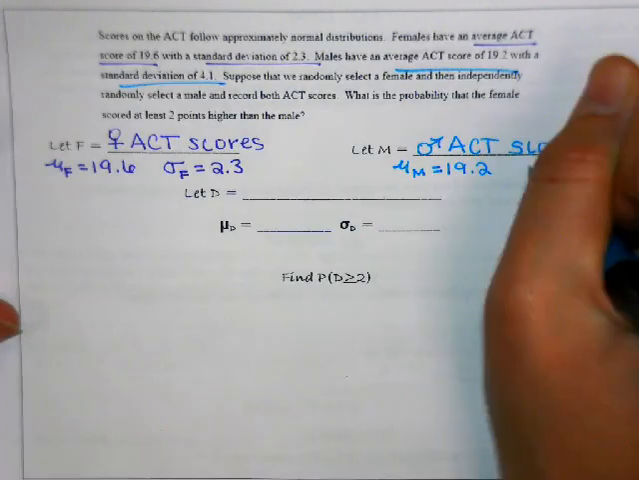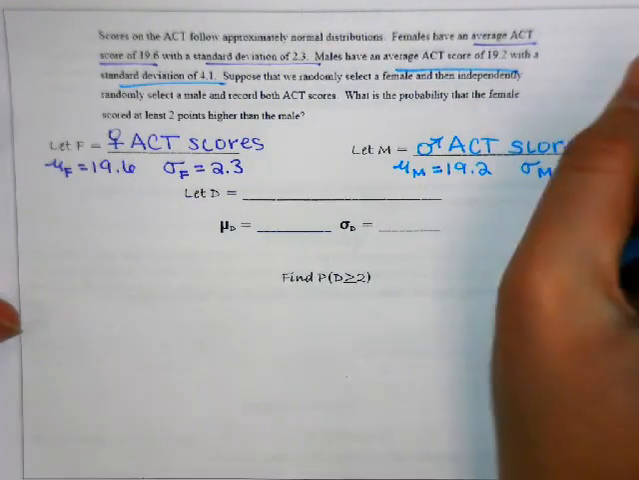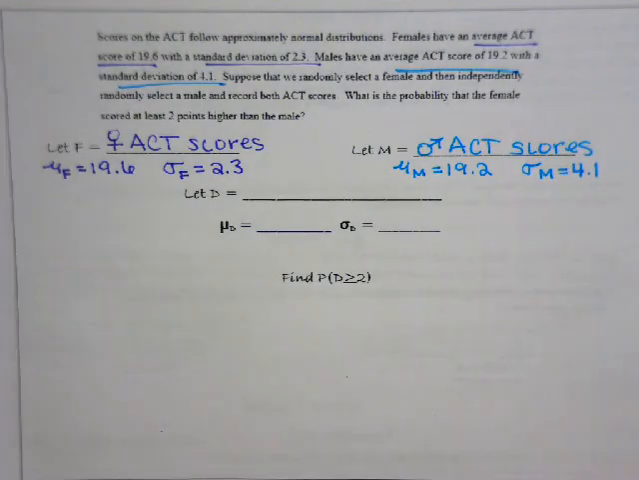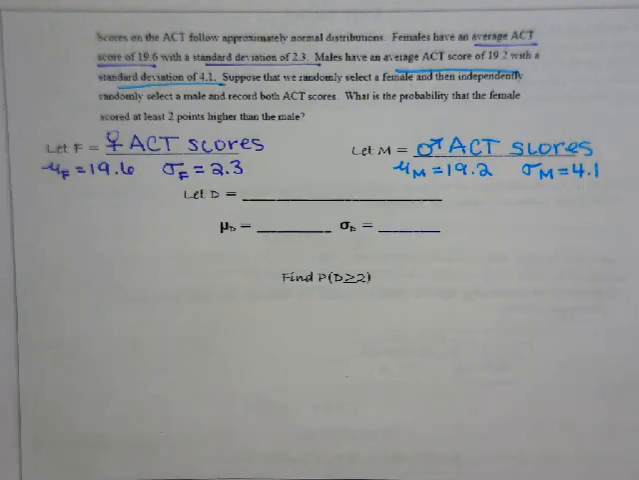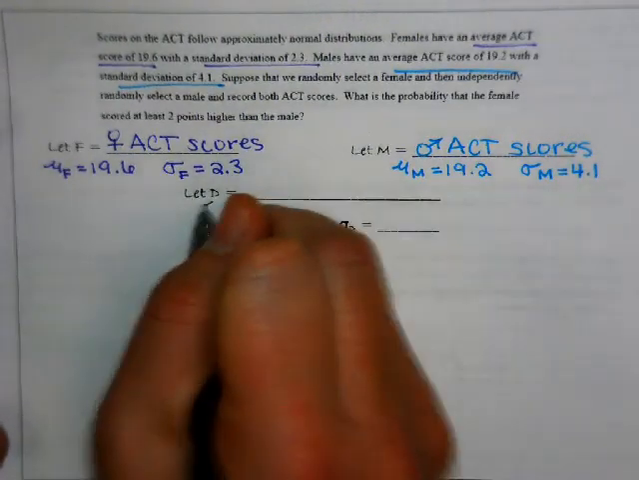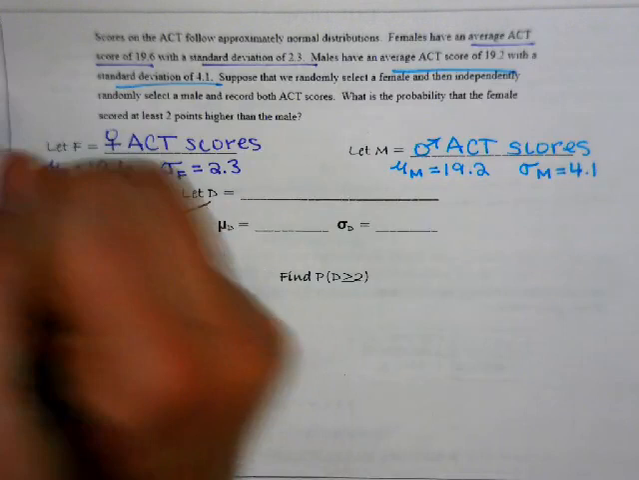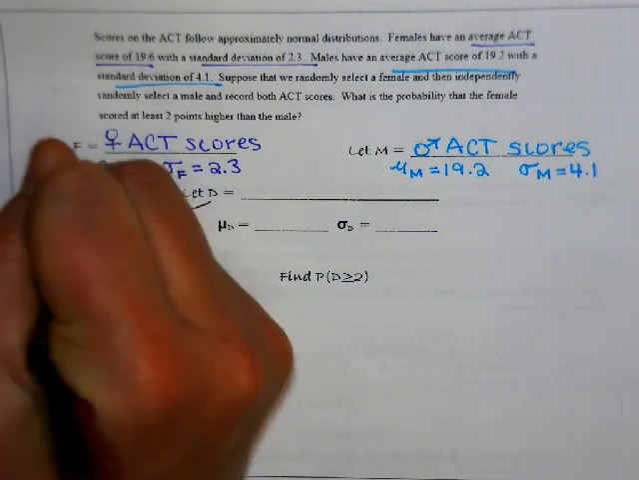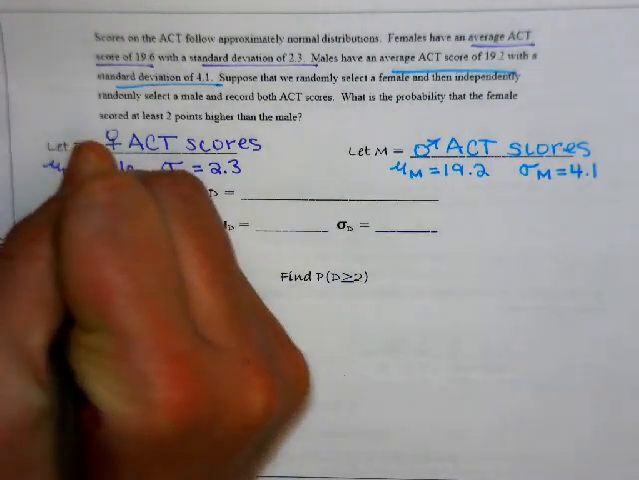D is going to be the difference. Remember, I told you I know why they use D. D stands for difference, so we're doing a subtraction problem. And subtraction is not commutative, so we need to think through whether we want to do female minus male or male minus female.